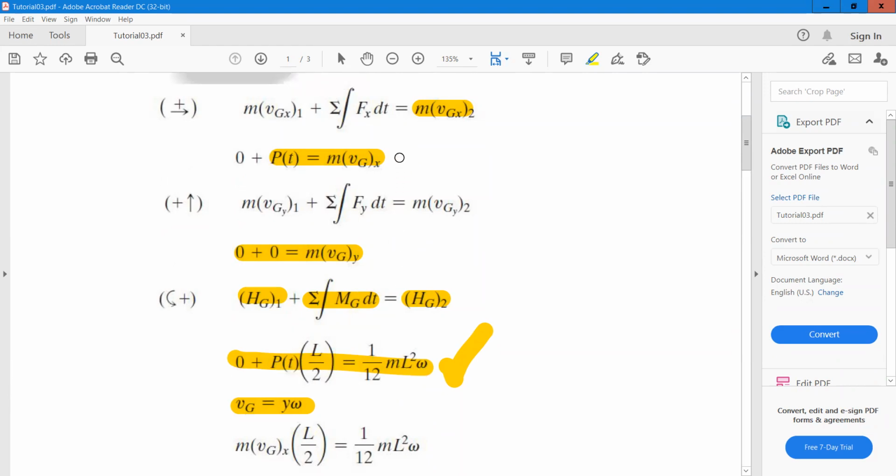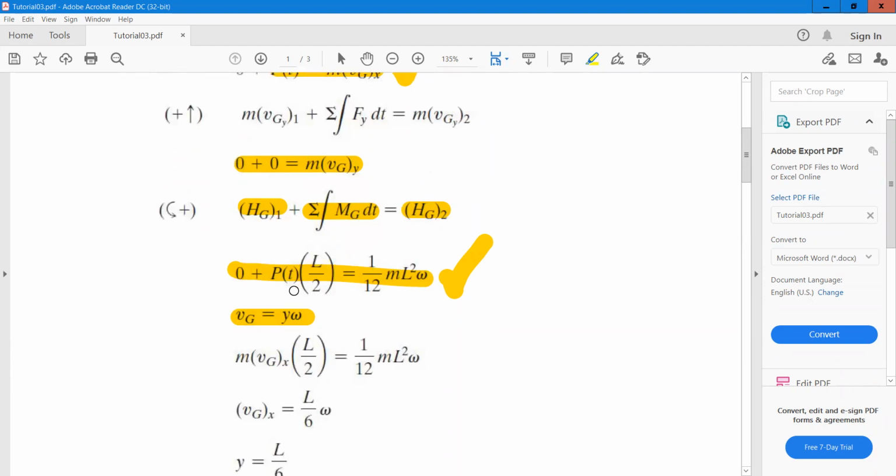From the first equation here, we substitute that P times t is equal to mVGX. So here, instead of P times t, I substitute mVGX times L over 2. It's equal to IG times omega, which IG is equal to 1 over 12 times mL squared. This is the mass moment of inertia about the mass center.